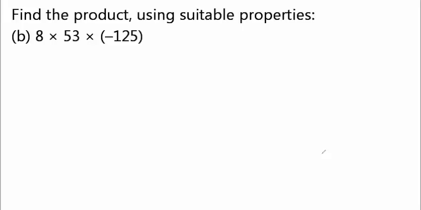One example from 1.3, and it says find the product using suitable properties. 8 multiplied by 53 multiplied by -125.